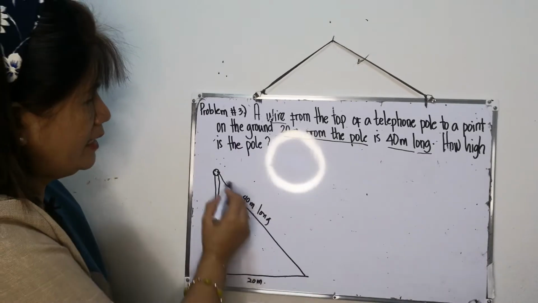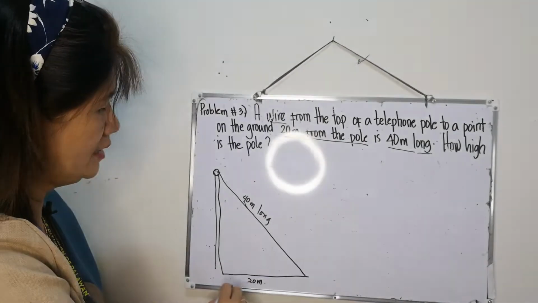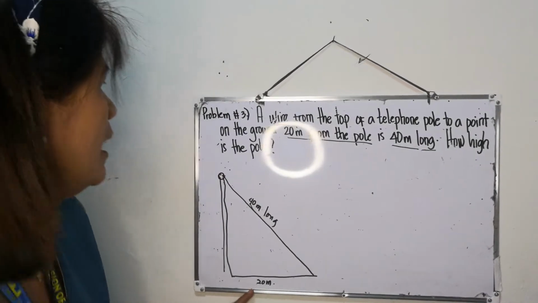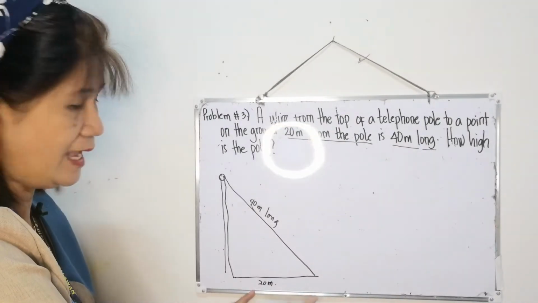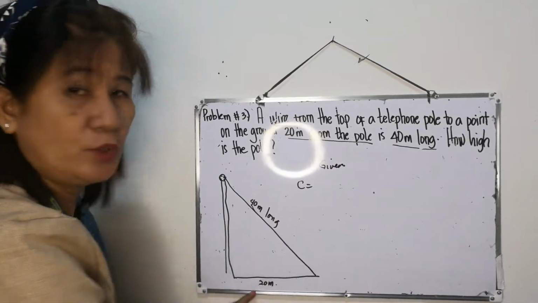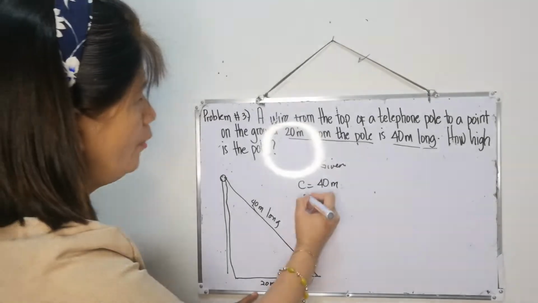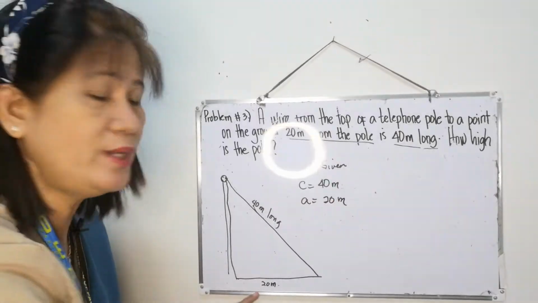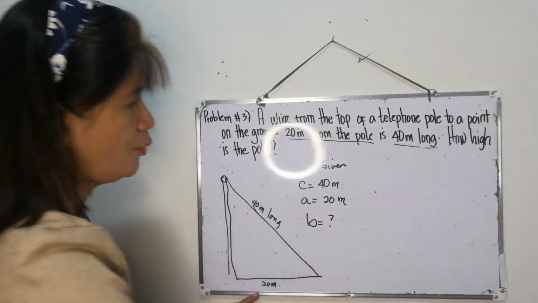Okay? So, maliwanag na itong ating tali, no? Yung wire is 40 meter. And it is 20 meter away on the ground. And what is unknown? How high is the pole? So, ito yung tinatanong sa atin. So, if you illustrate, given the hypotenuse that is equal to 40 meter. What else? One of the legs is also given, that is 20 meter. And what is unknown? One of the legs, B or A, okay lang, no? So, that is question mark.